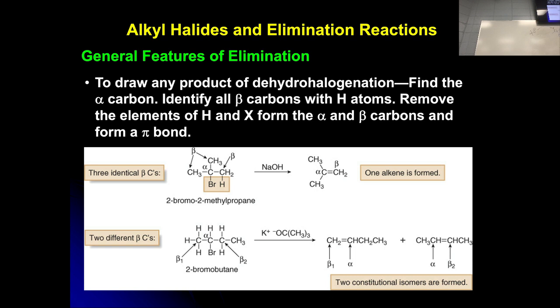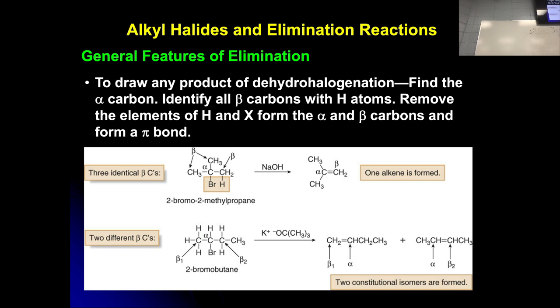Is that going to be the case for this bottom 2-bromobutane? How many beta carbons do we have now? 2. We have 2 beta carbons, right? There's my alpha carbon. There's a beta 1 and a beta 2. That's not beta. That would be gamma. So there's only 2 beta carbons.